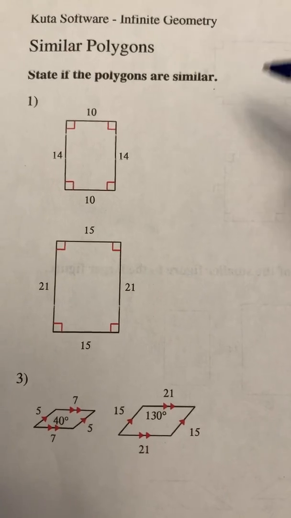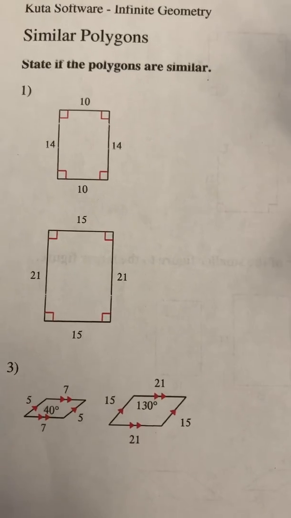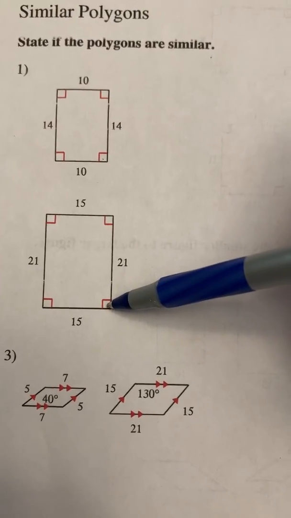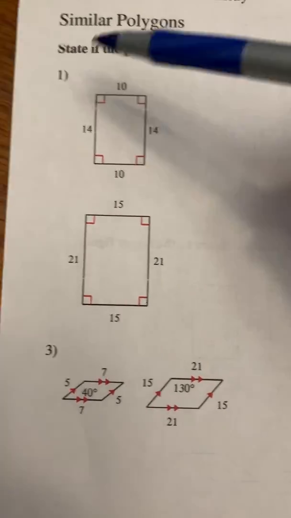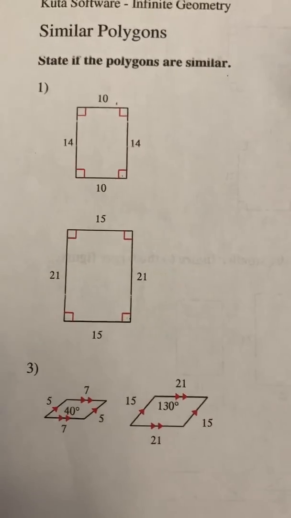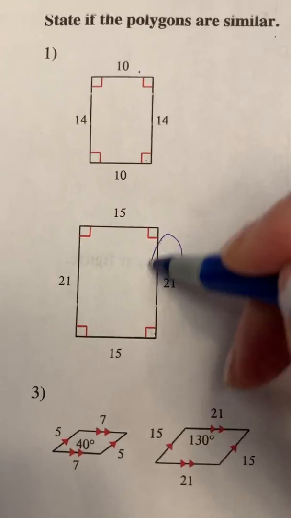Okay, so it says state if they are similar, and we know that if polygons are similar, two things have to happen. Their matching angles have to be congruent, so they have to be the same, and their corresponding sides have to be proportional. So clearly we can see here that all of these rectangles have 90-degree angles, so that checks that box, no pun intended. Now let's check the corresponding sides.